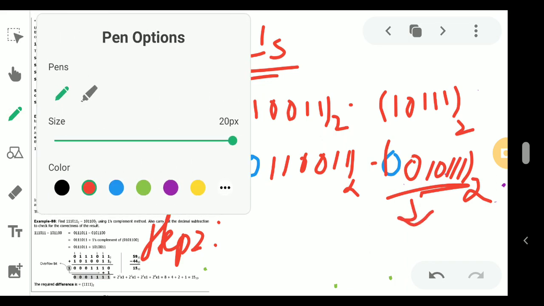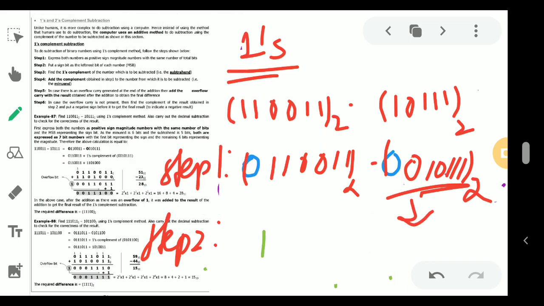I'm changing the ink color so that you are able to understand. The ones complement is 1 1 0 1 0 0 0. I hope it is clear to you. This is the ones complement of the second number that we need to subtract. And after getting the ones complement of the second number, we have to add it with the first number. So now let's add it with the first number.